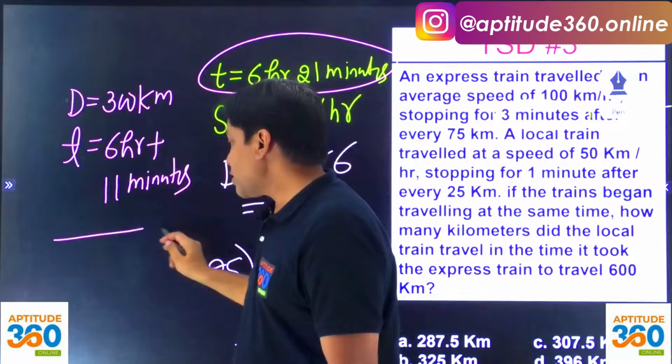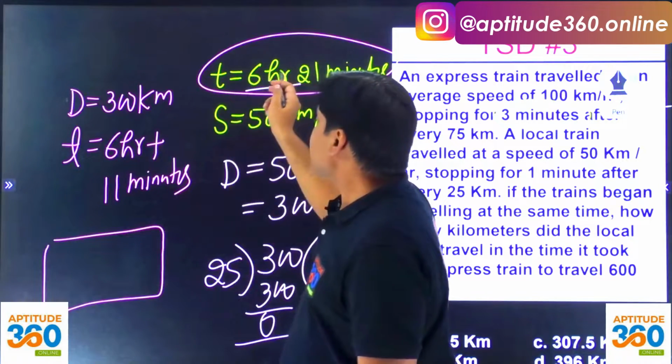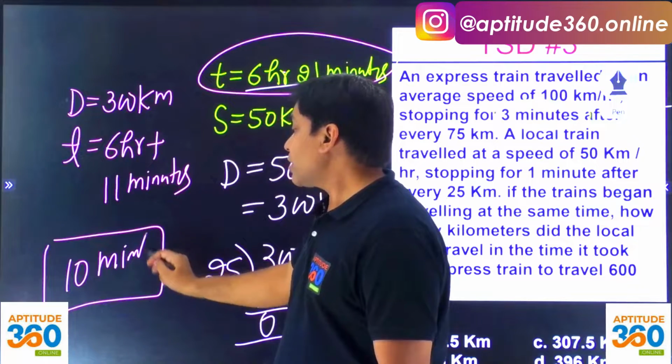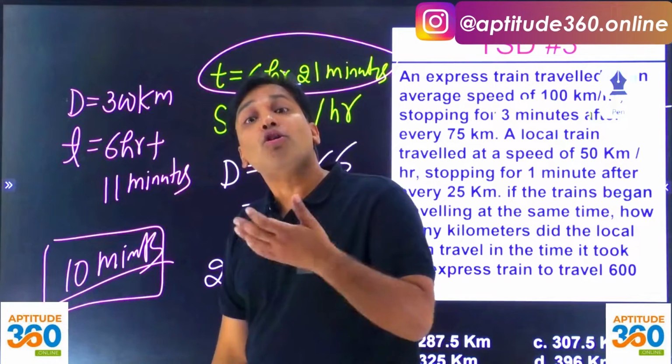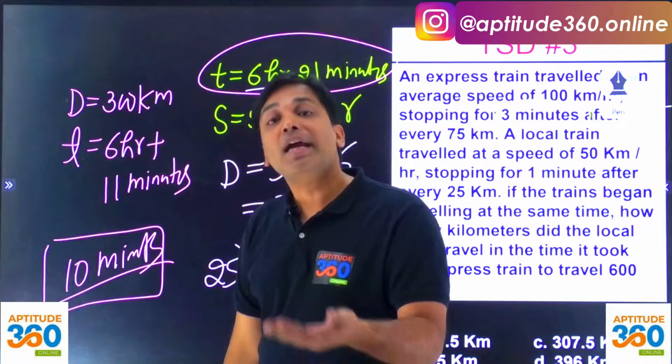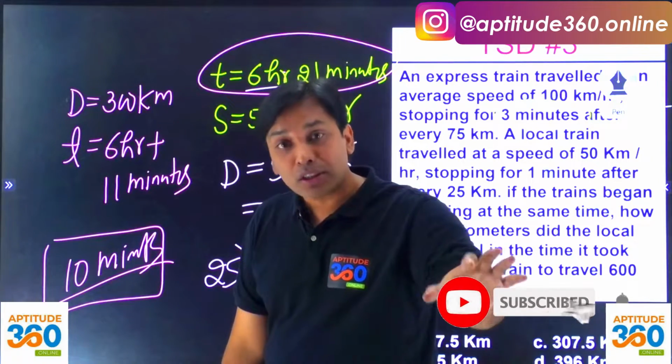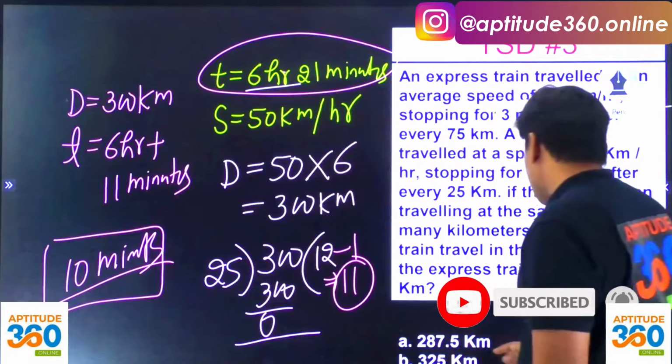बचा कितना this minus this, आपके पास में 10 minutes एक्स्ट्रा बचा. यानी 10 minutes के लिए तो लोकल ट्रेन और चलेगा. और चलने का मतलब क्या है कि थोड़ा और डिस्टेंस होगा. तो जो ऑप्शन होगा वो it has to be more than 300. Now look at the options.